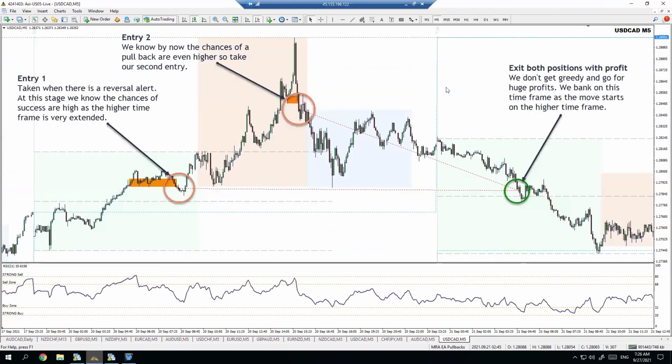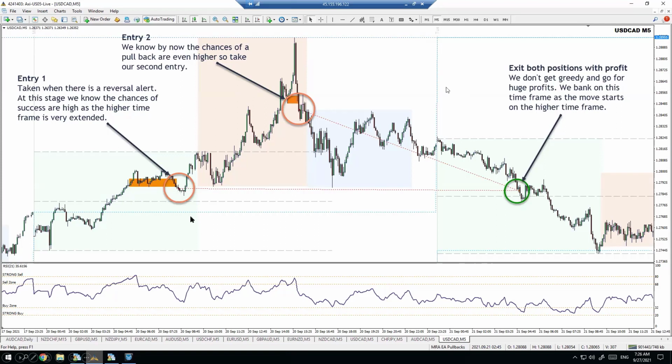So looking at the M15 chart at the same time as that RSI was extended on the 4 hour chart, so around 20th of September, we would take our first entry when we get a market reversal alert. And we're going to cover the market reversal alert indicator as well in more detail, but this shows a sign of potential weakness starting in the market. So we took our first entry here.